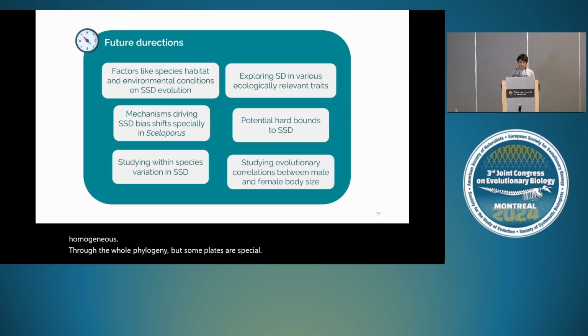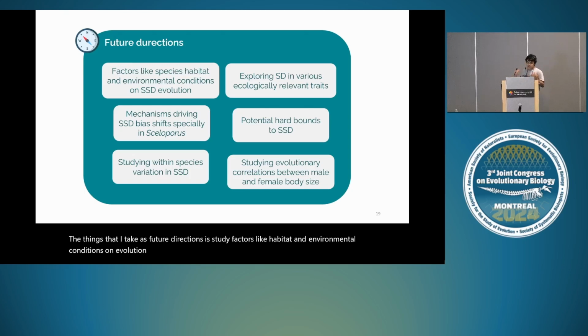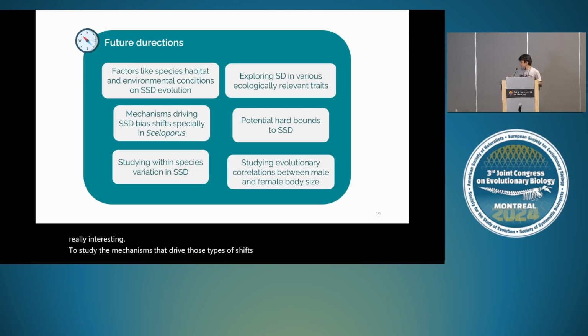The things that I take as future directions are to study factors like habitat and environmental conditions on the evolution of SSD, and to study the mechanisms driving SSD bias, especially in Celestus. This is a really promising group because we have clades with mainly female-biased species, and next to them we have clades with mainly male-biased species, and I think it is really interesting to study the mechanisms that drive those types of shifts. Also, I think it's really important to address how variation in SSD within species is evolving.